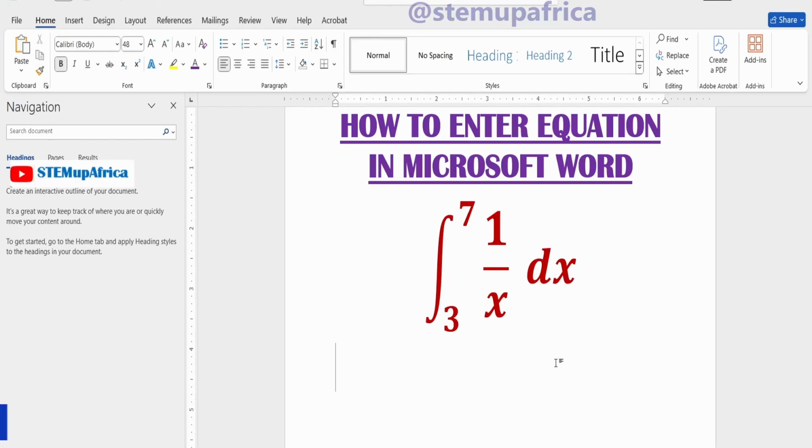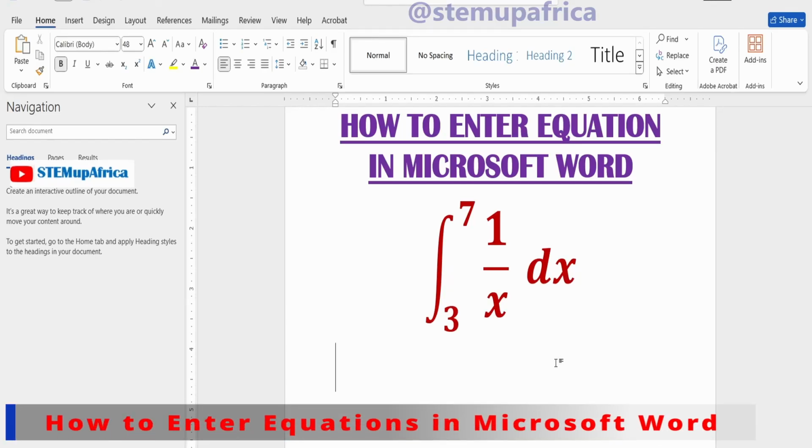You have an expression like this, the integral of upper limit 7, lower limit 3, 1 over x dx. How can you enter this expression in Microsoft Word? So today we're going to be looking at how to enter an equation in Microsoft Word using this example. If you have an expression like this, how can you do this?